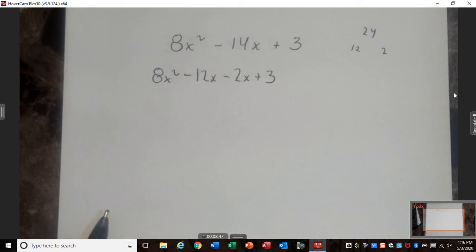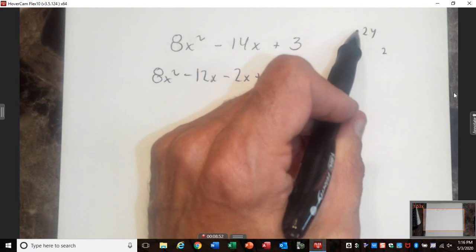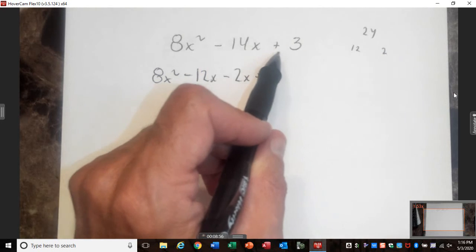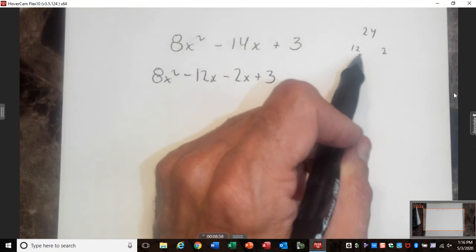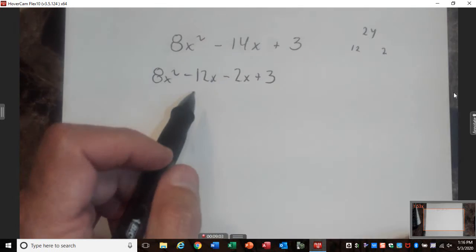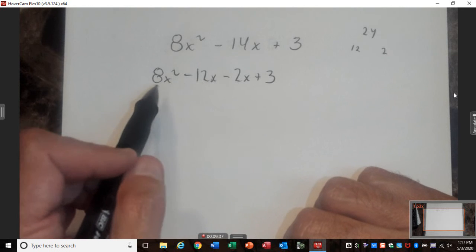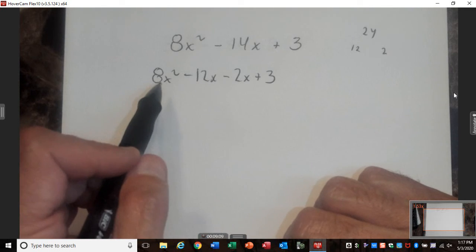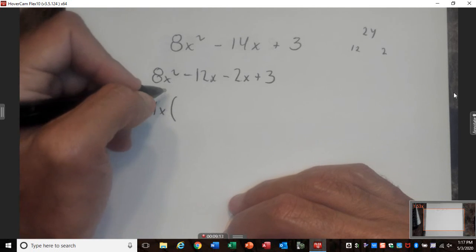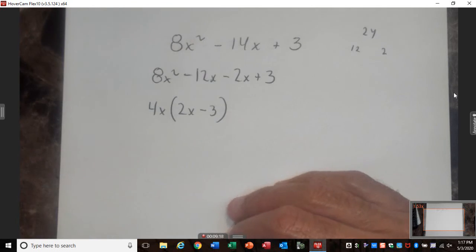Okay, one more time. 8 times 3 is 24. We want factors of 24 that add up to 14. We're adding because the last term is positive. So 12 plus 2, all right, negative 12 and negative 2 is negative 14. So we're going to write it like this. So now factor out what's common with these two, and that's going to be 4x. So 4x divide by 4x, and you're going to get 2x minus 3.